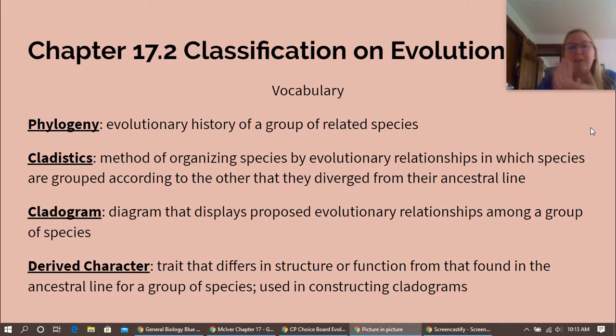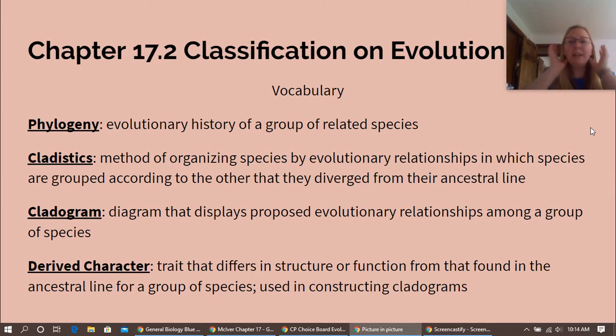So our vocab words, we have phylogeny. That's the evolutionary history of groups of related species. Cladistics, you've seen this before when we did cladograms. We're going to circle back to those because they really fit in nicely with classification. It's a method of organizing species by evolutionary relationship in which species are grouped according to the others that they derived from in their ancestral line.